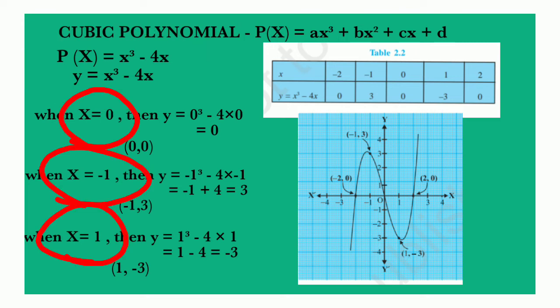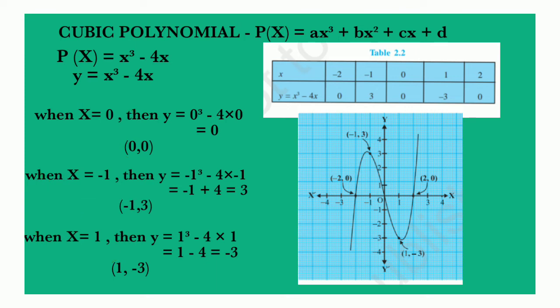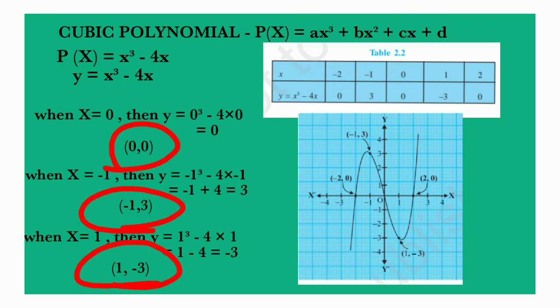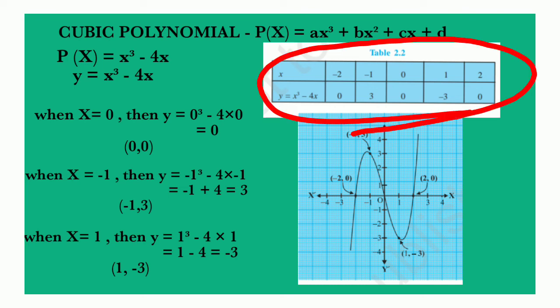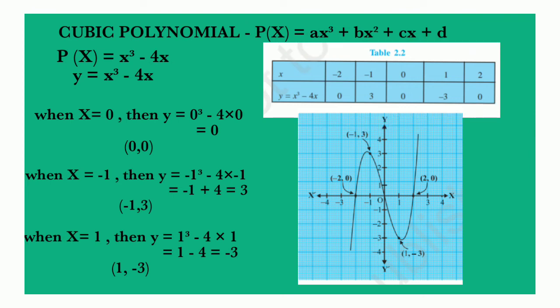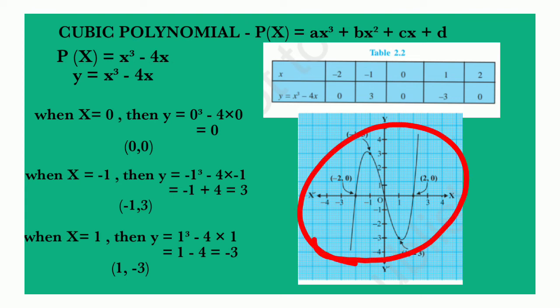So I am selecting three values, x equal to 0, x equal to minus 1 and x equal to 1. These are the three values I selected here, and the first coordinate is 0, 0, the second coordinate is minus 1, 3, and the third coordinate is 1, minus 3. So plot all these points. Already I have taken two more points, minus 2 and 2. Try yourself and find out the y values, and plot all these points on the graph sheet, and you will get another curve.